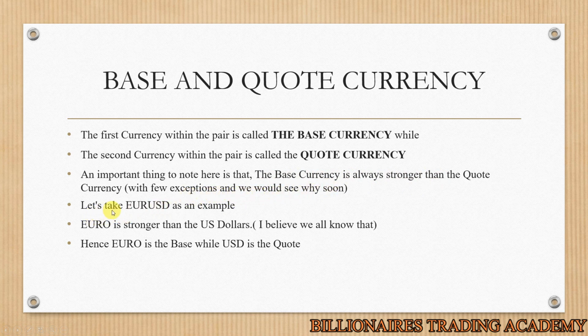When you take, for example, Euro USD, the Euro is stronger than the US dollar. So in this case, the Euro is the base currency, and USD is the core currency. Euro is stronger than USD, so this is why Euro USD is written in this case. Euro is written first, then the USD later. The one that is written first is usually stronger than the other.